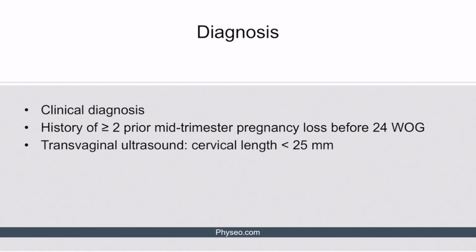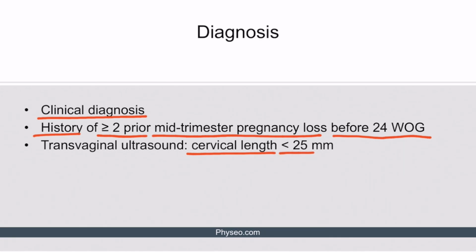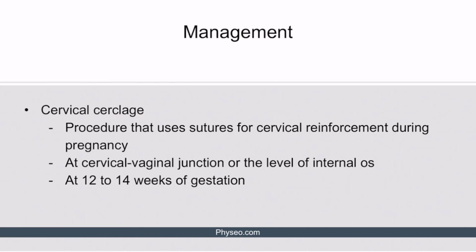Now, cervical insufficiency is often a clinical diagnosis, so there would be a history of 2 or more prior mid-trimester pregnancy losses, and those are commonly before 24 weeks of gestation. Also, cervical length measuring less than 25 millimeters, which you would measure on a transvaginal ultrasound, would also support the diagnosis. So what do you do for these patients?